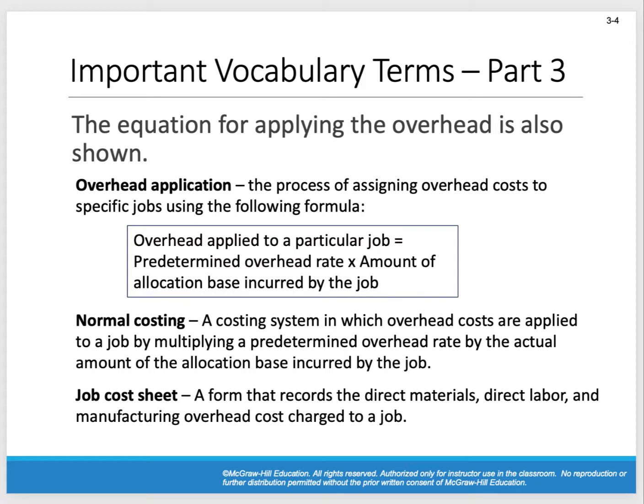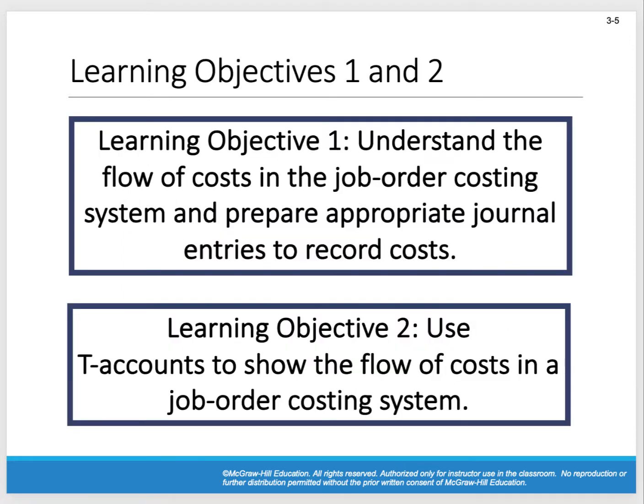Now we have this thing called normal costing, right? What is normal costing? Well, normal costing is nothing more than a costing system, right? But here we take the overhead cost and we apply it to a job by multiplying a predetermined overhead rate by the actual amount of the allocation base incurred by the job. Well, wait a minute. Normal costing is the same thing as overhead application, okay? So try not to get confused. They're synonyms for one another, right? Applying overhead equals normal costing, okay?